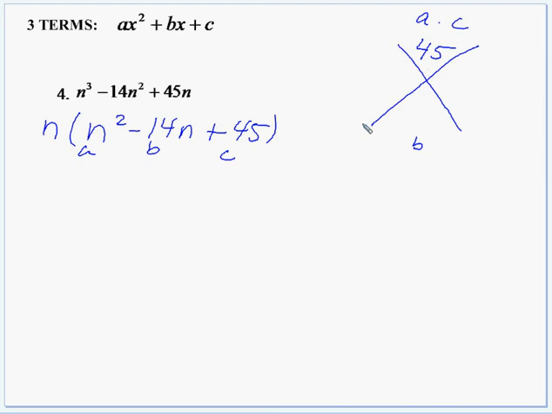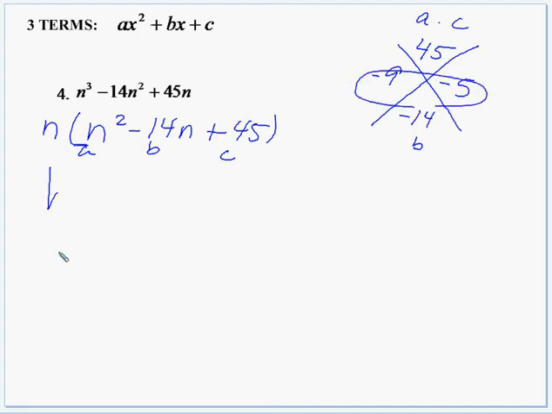Make sure you include the sign, so it'll be a negative 14. Now you want to find 2 numbers that when I multiply I get 45, but when I add them I get negative 14. So we're going to say, well, negative 9 and negative 5, when I multiply it gives me 45, when I add them it gives me negative 14. Now because a is 1, these are your 2 factors.